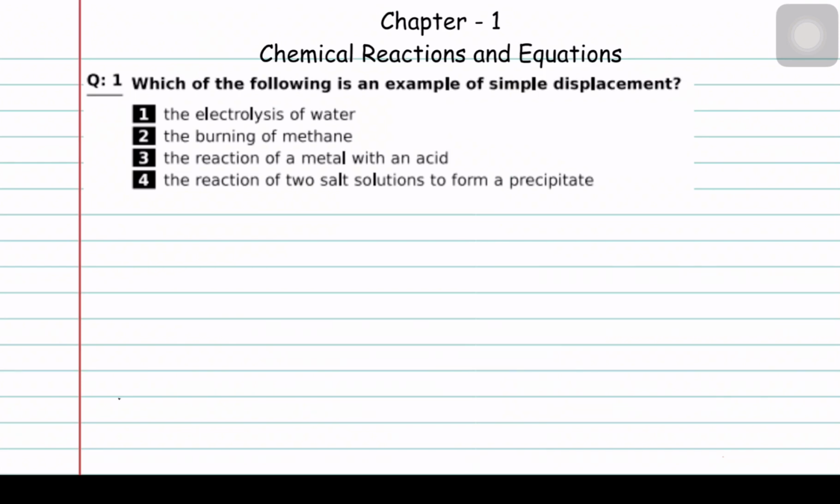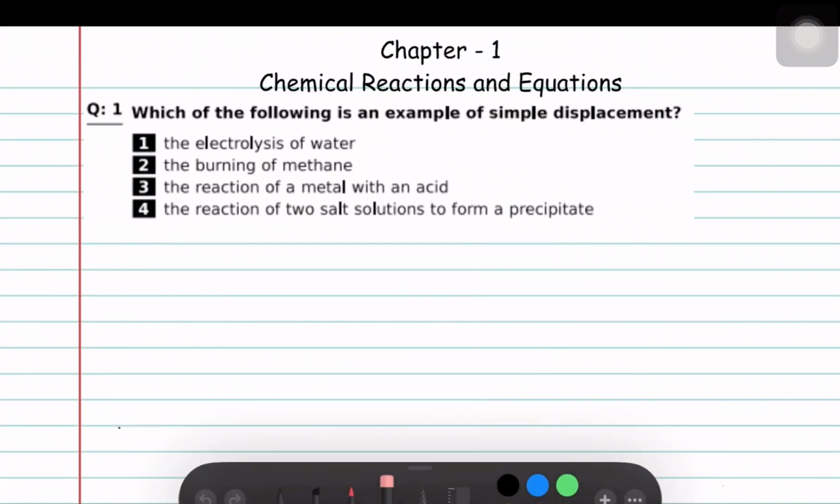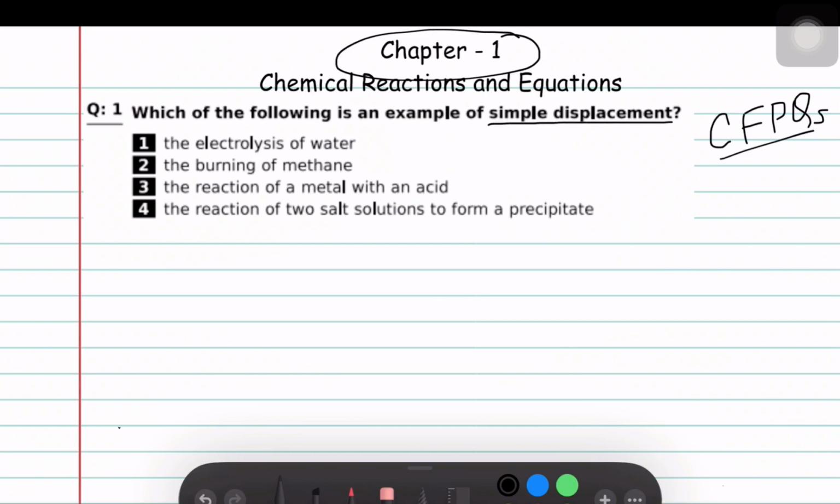Today we will be talking about competency focused practice questions released by CBSE. This is chapter 1 and let's get started. Question 1. Which of the following is an example of simple displacement or single displacement? Let's look at the options.